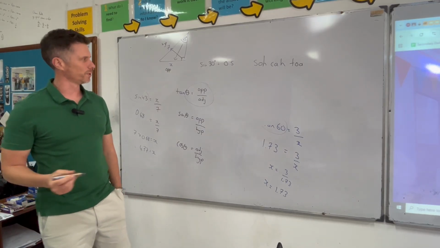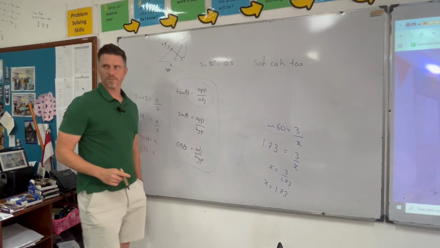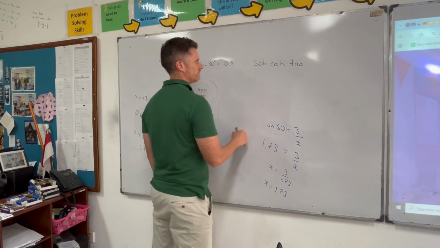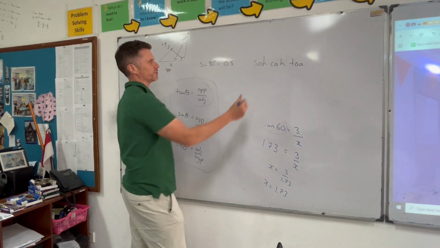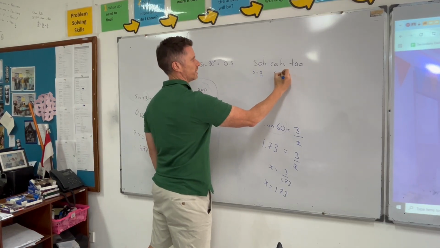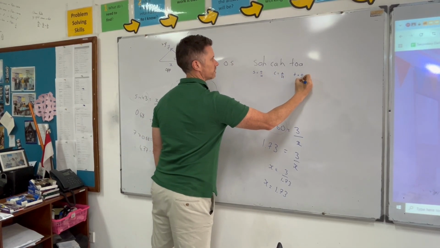Some people like to remember these ratios with this acronym, SOH CAH TOA. So sine is opposite over hypotenuse. Cosine is adjacent over hypotenuse. Tan is opposite over adjacent.